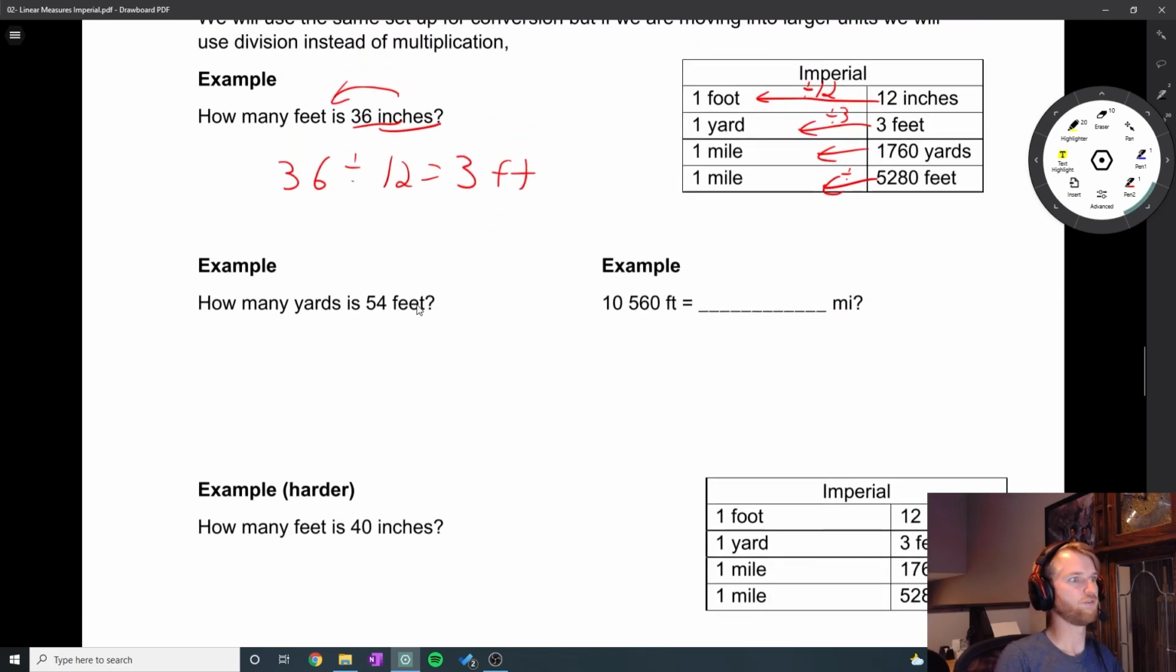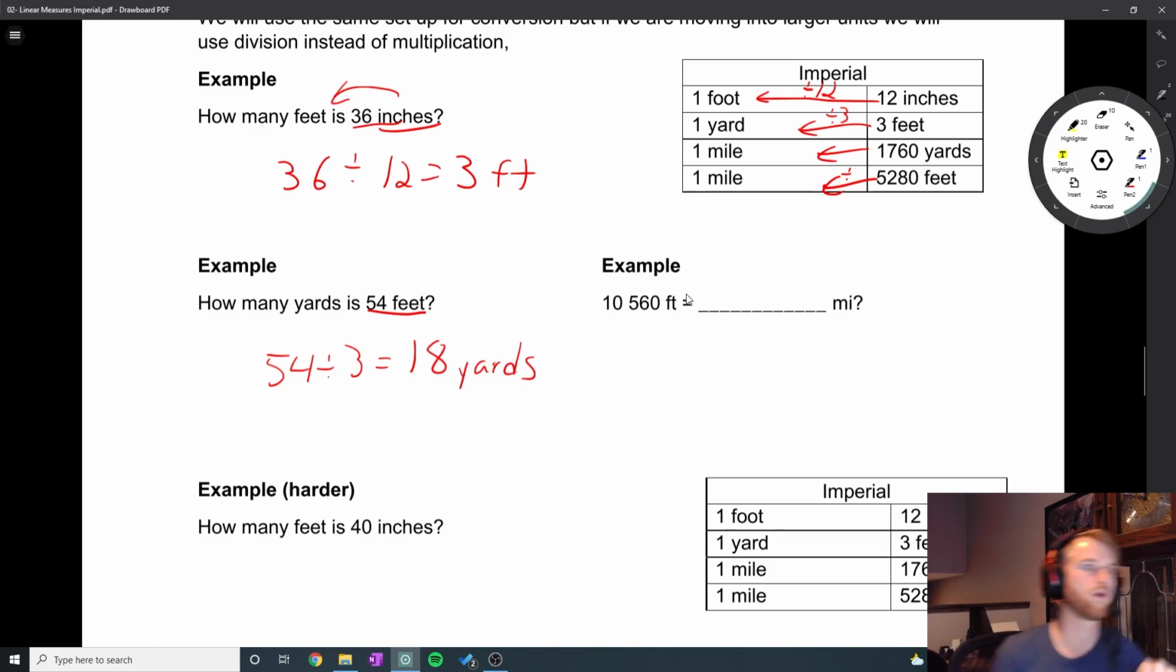How many yards is 54 feet? Okay, so I'm starting with 54 feet and turning it into yards. So feet to yards, 3 to 1. Okay, I'm dividing by 3. So I'm going to say 54 divided by 3. And that's going to give me 18 yards.